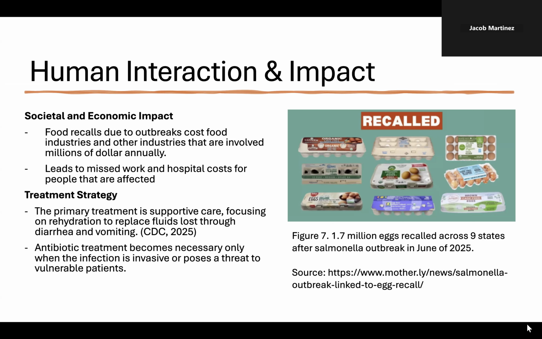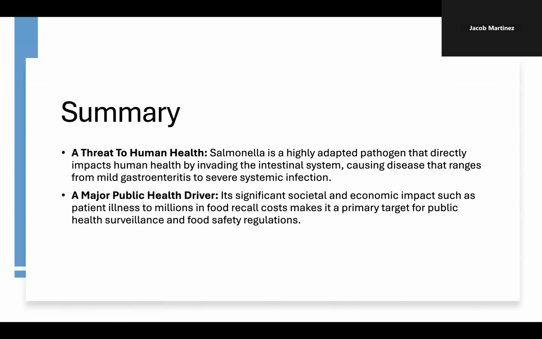On the next slide, to summarize, Salmonella enterica is a highly adapted bacterium that directly impacts our health by invading the intestinal system, causing a spectrum of disease that ranges from mild, temporary illness to severe, life-threatening systemic infection. Second, the significant societal and economic costs of Salmonella, from individual illness to massive food recalls, make it a primary target for public health surveillance and food safety regulations. Understanding this pathogen is important for preventing disease and protecting public health.